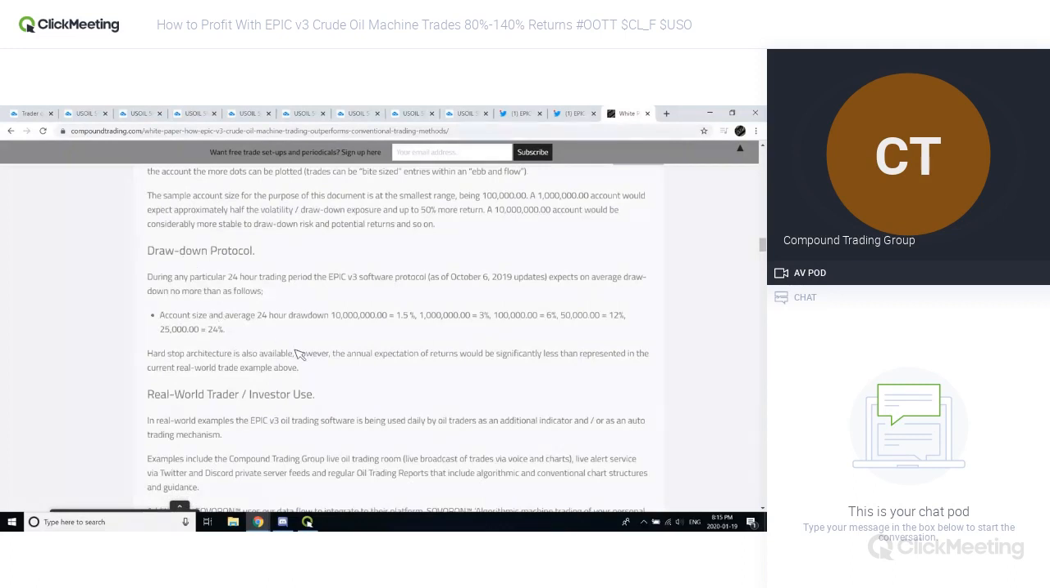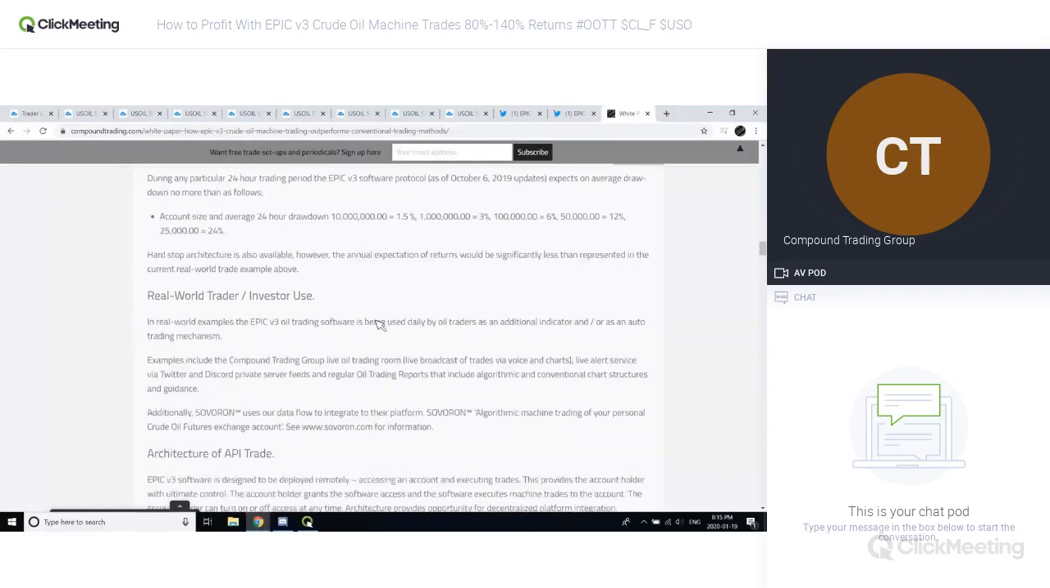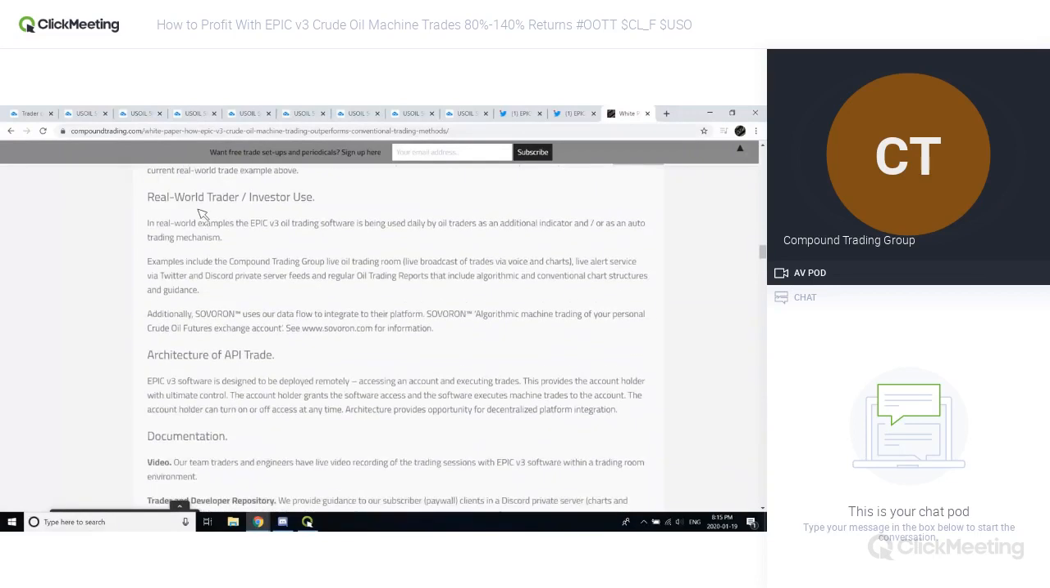The drawdown protocol I just explained, and the maximum drawdowns are listed here depending on the account size. How a real world trader uses it.